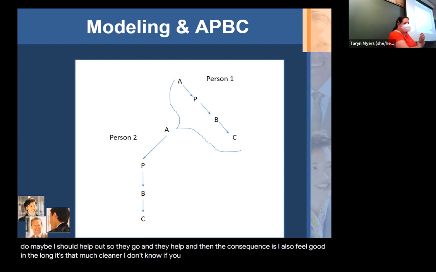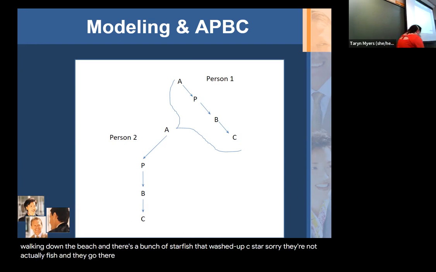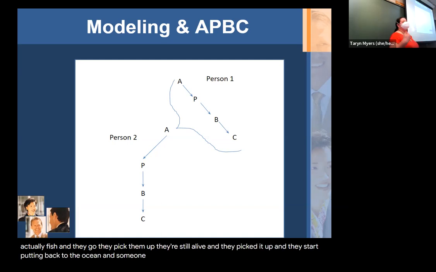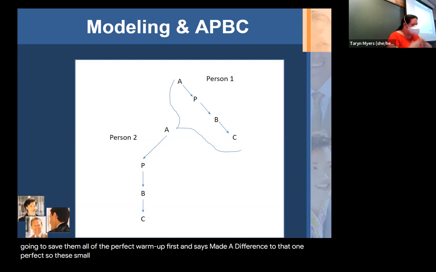I don't know if you all have ever heard this story about someone walking down the beach and there was a bunch of starfish that washed up. Sea stars, sorry, they're not actually fish. And they go and they pick them up. They're still alive and they pick them up and they start putting them back in the ocean. And someone else walking the other way is like, you're never going to make a difference. You're never going to save them all. And the person picks one up first and says, made a difference to that one. Right? So these small things can have consequences that we don't even realize.